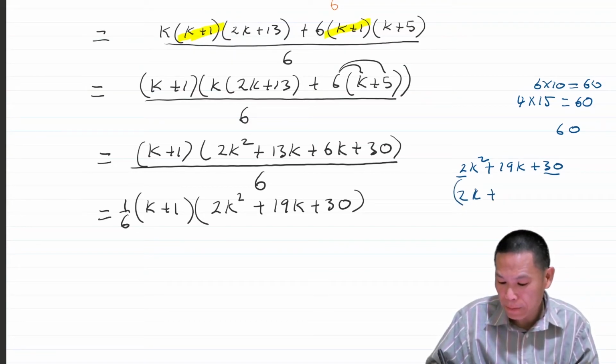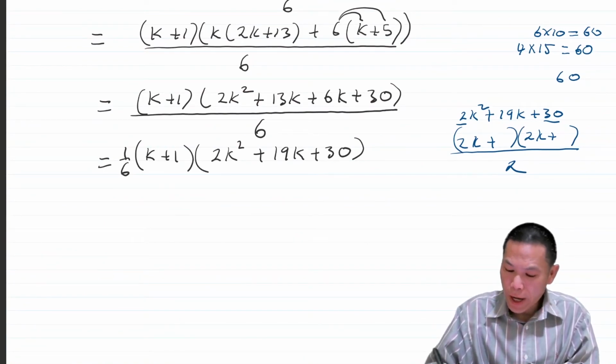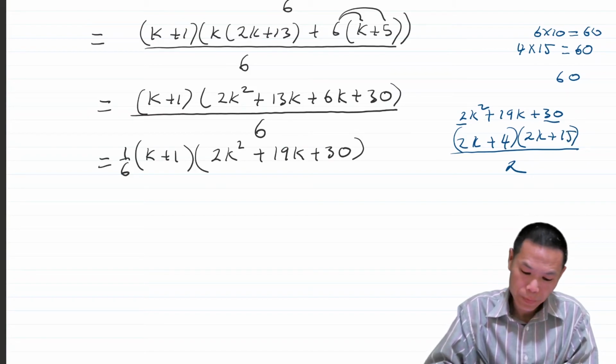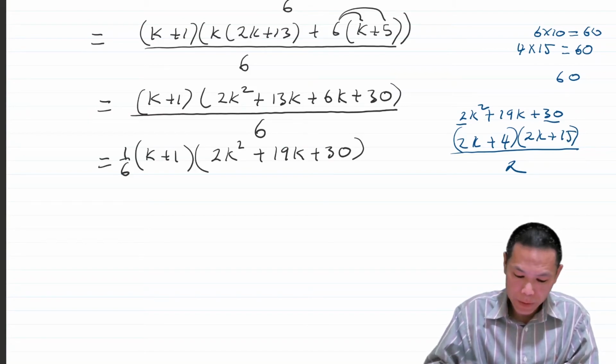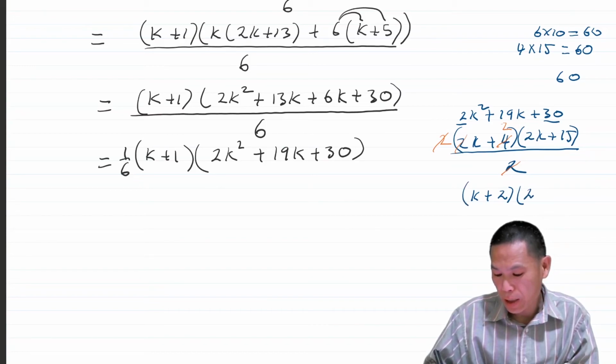So I just write 2k plus and 2k plus first. And of course divide by 2. And then 4 and 15. So it doesn't matter where you put. So for 15 here. Now the common factor for this inside here is 2. So that gives me 2 here. That 2 cancels out. So I should get k plus 2 and 2k plus 15.